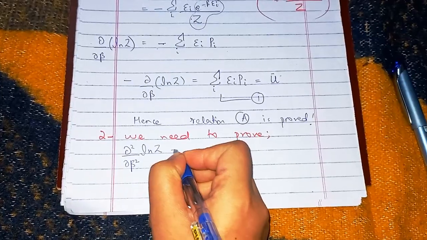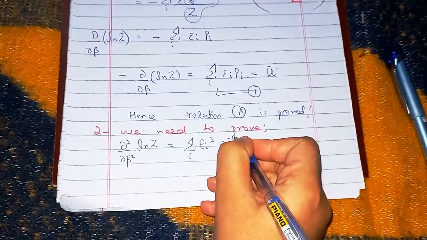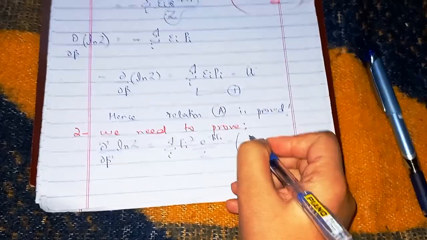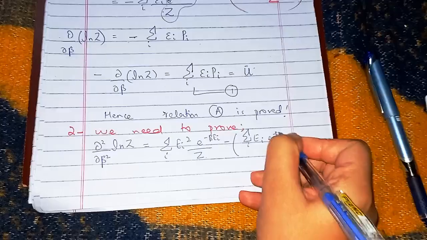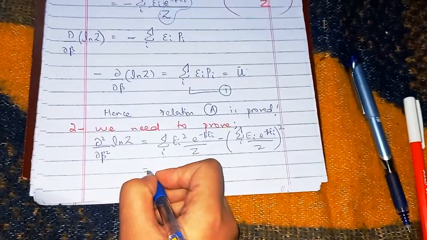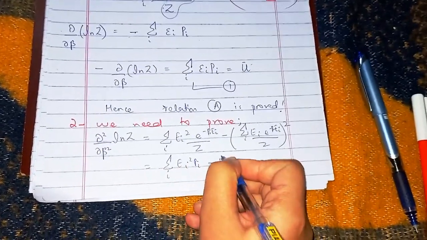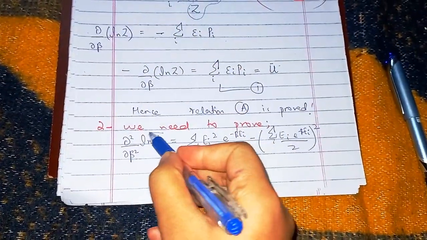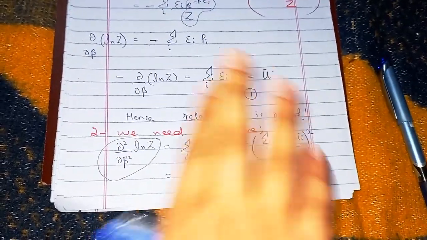So that is equal to summation over i of ei squared e to the power minus beta ei by z, minus brackets summation over i of ei e to the power minus beta ei by z, whole square, and that is equal to summation over i of ei squared pi minus u bar square. This is the relation that we need to prove, and we'll prove it through this form. Calculating this will become this at the end.